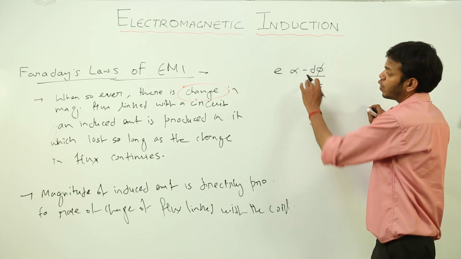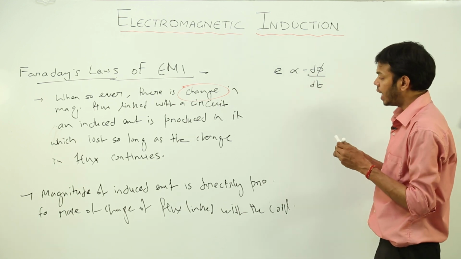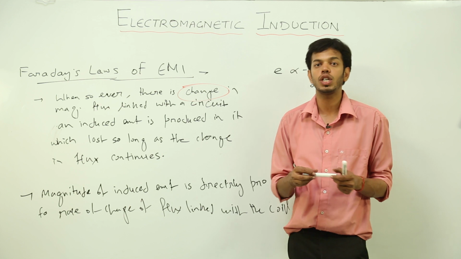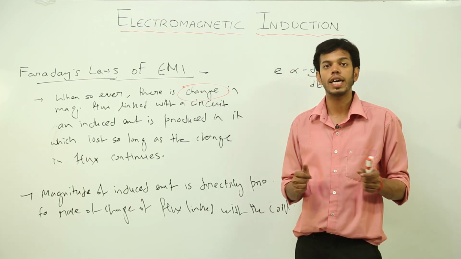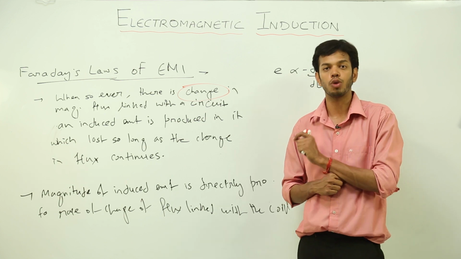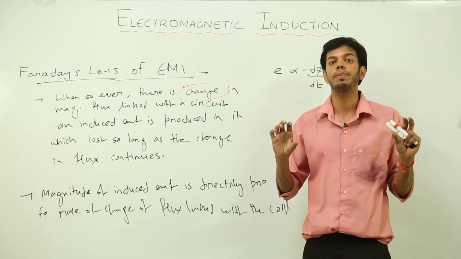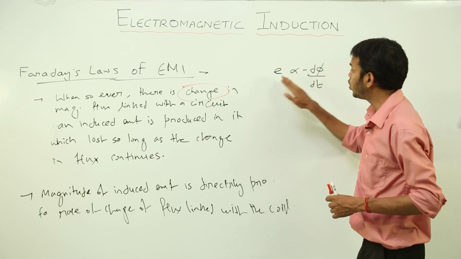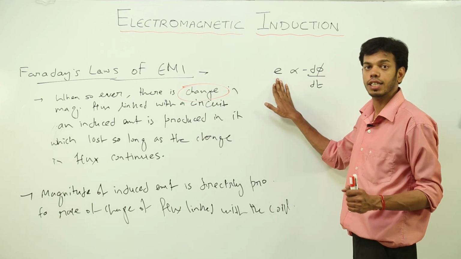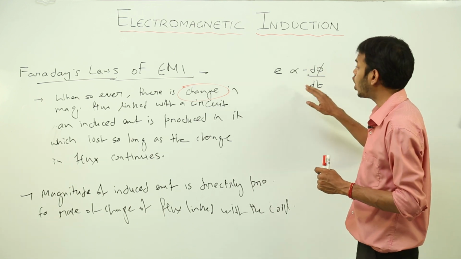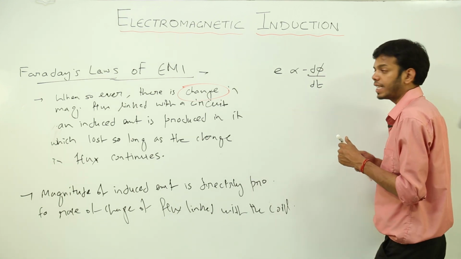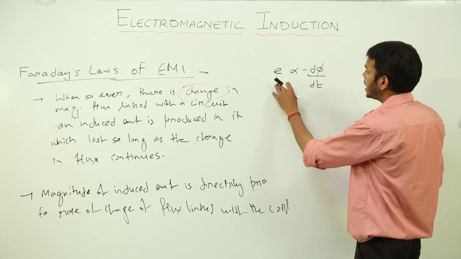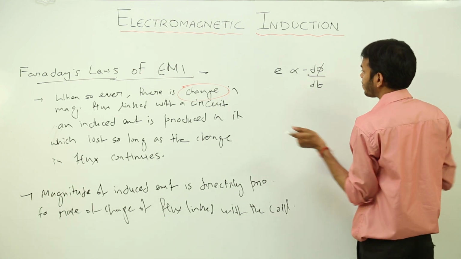Because this negative sign was given by Lenz's law, according to which the direction of induced EMF was explained. Induced EMF always takes such a direction so as to oppose the cause responsible for its production. This was the underlying statement of Lenz's law. I will repeat it. Induced EMF always takes such a direction so as to oppose the cause responsible for its production. We'll explain Lenz's law again, but for now, E is proportional to minus d phi by dt.